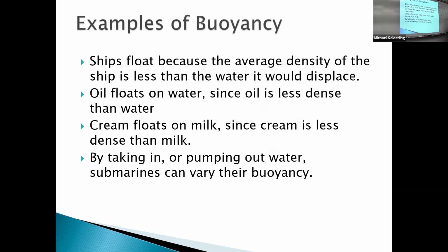So ships float because their average density is less than the water they would displace. Most ships are made of steel, which is more dense than water, but they have a lot of air in them. So that makes them less dense than the water they displace. Oil floats on water since oil is less dense than water. Cream floats on milk since cream is less dense than milk. And by taking in or pumping out water, submarines can change their mass, so change their average density and vary their buoyancy. That's how submarines can go up and down.